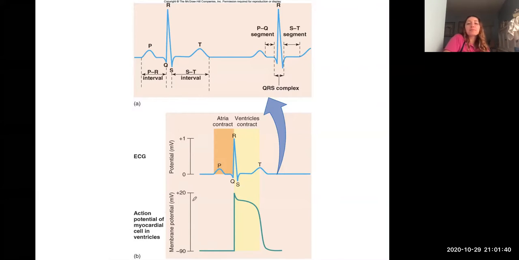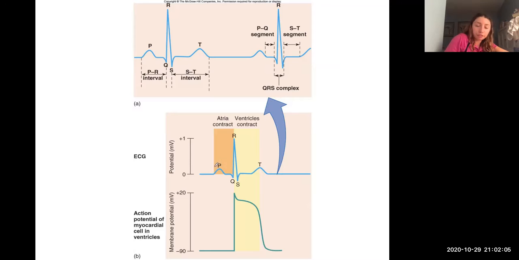All right, so when we're talking about this, these are the myocytes in the ventricles, the myocardial cells. You can see how this correlates with the QRS complex, and how they're depolarizing, and this allows for ventricular contraction. She said she doesn't like this graph, that's why I'm going to write on it.